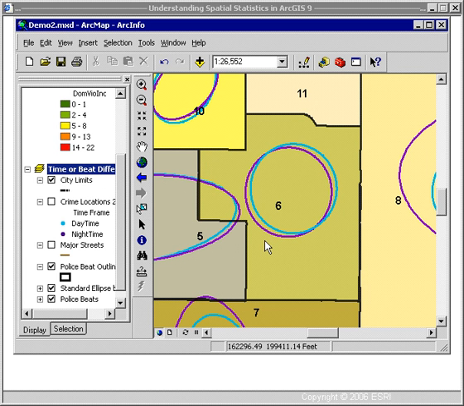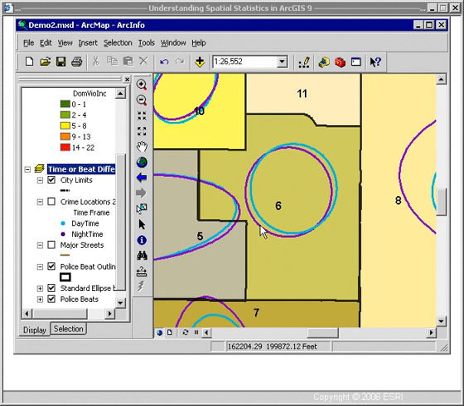As you can see here in beat 6, the crimes for both the day shift and the night shift closely resemble a circle. The circular shape of the ellipse indicates that there isn't a strong orientation to the occurrence of the crimes. So for this particular beat, we can allocate police resources evenly throughout the beat during the day and night shifts.